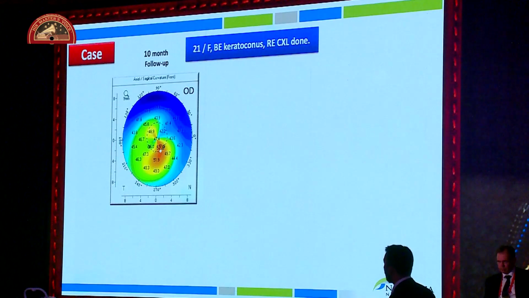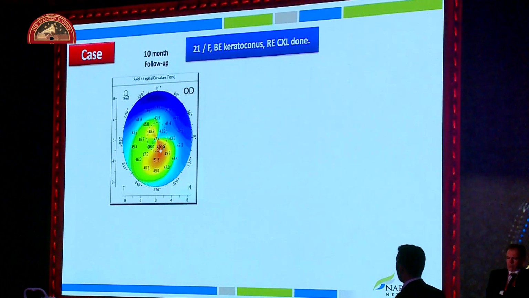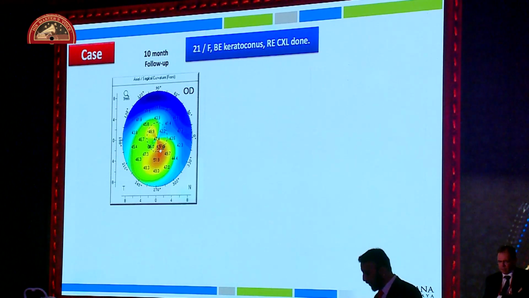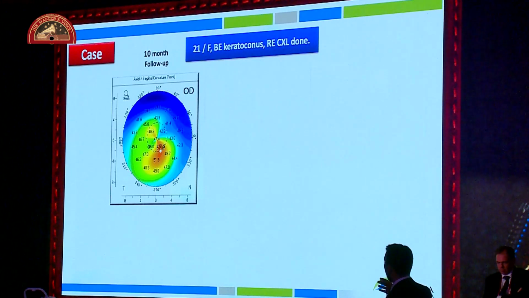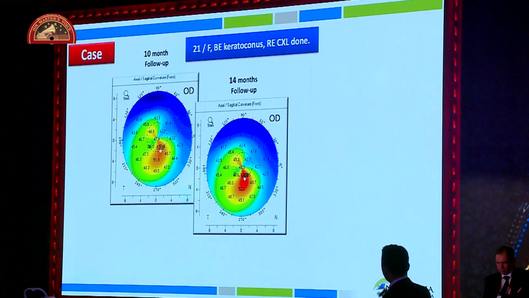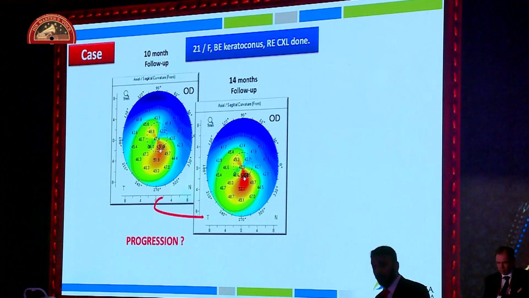Now, this is a person who had undergone cross-linking for keratoconus, and at 10 months post-op, the patient was okay. You can see the asymmetric bent bow tie pattern of keratoconus. After that, at the 14th month post-op, there is a sudden increase in the curvature. Now, that means there is a progression. Well, we had done cross-linking and now the patient is still progressing, which is not a good sign.